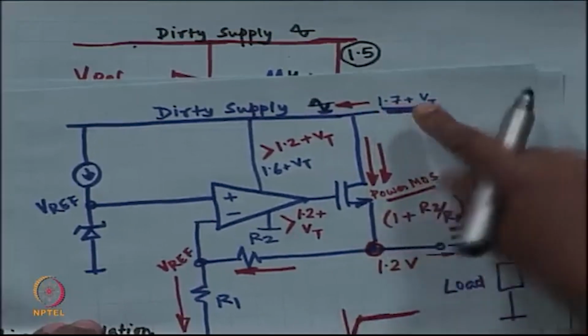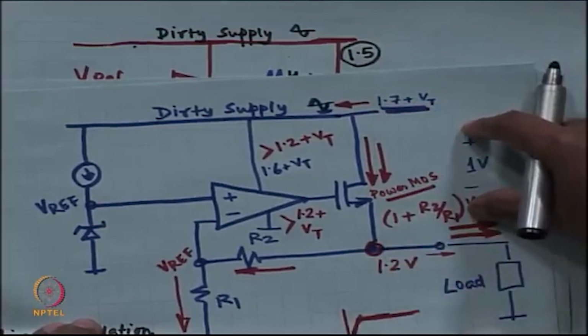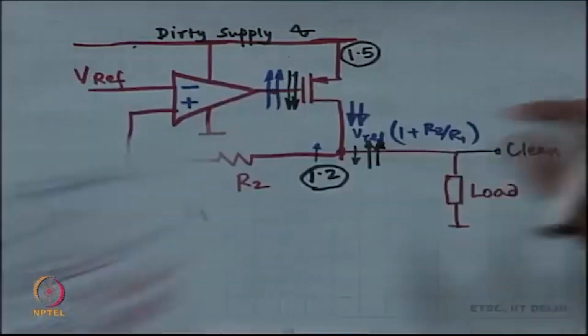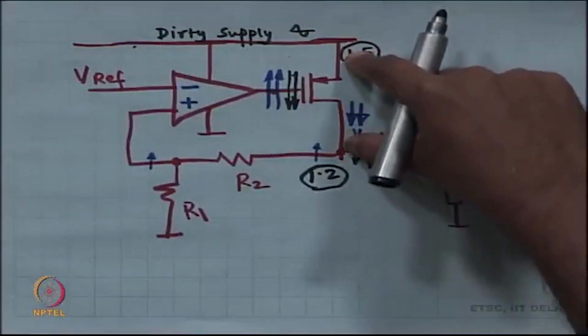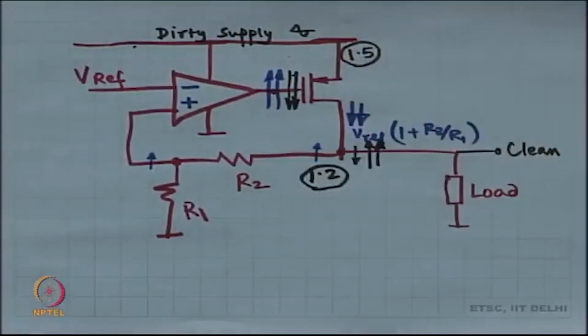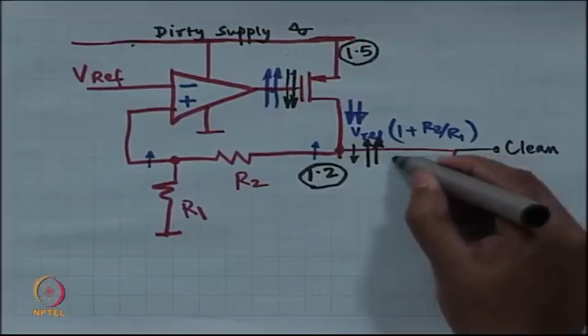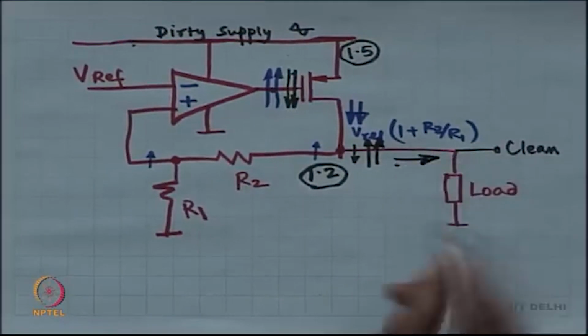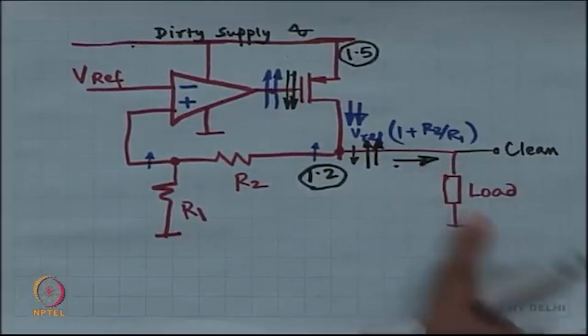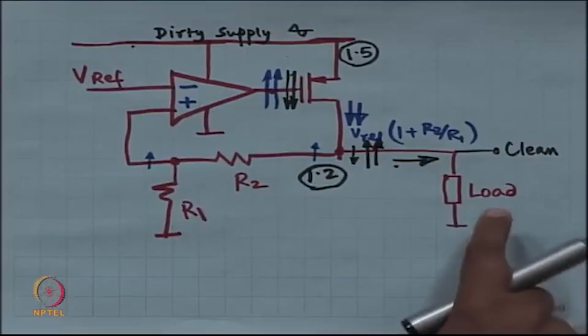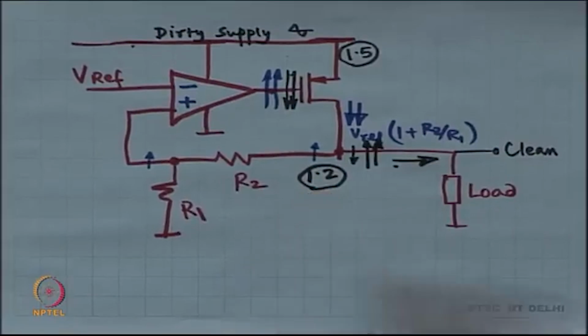So, in the earlier case, this voltage was 1 volt. In this case, this is just 0.2. All right. So, let us do the same thing. I draw 50 milliamperes over here. Power delivered to the load is 50 milliamperes times 1.2. So, that is 60 milliwatt.